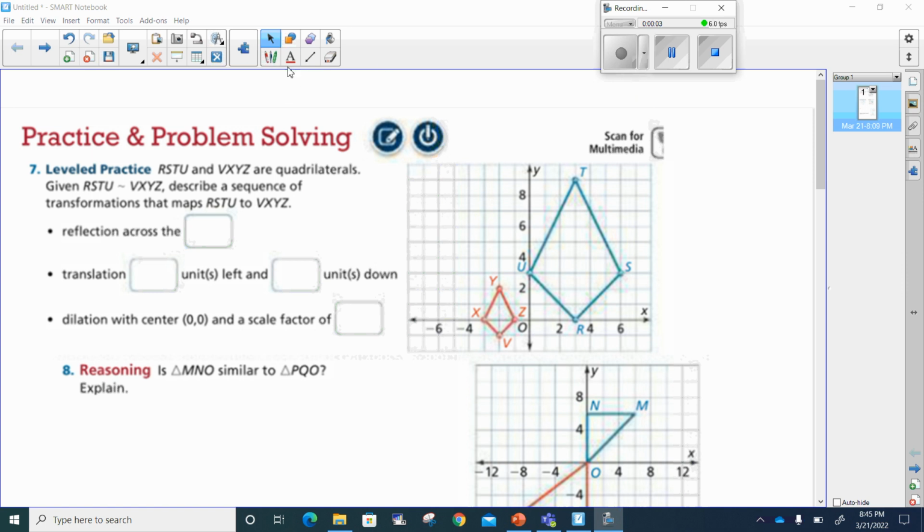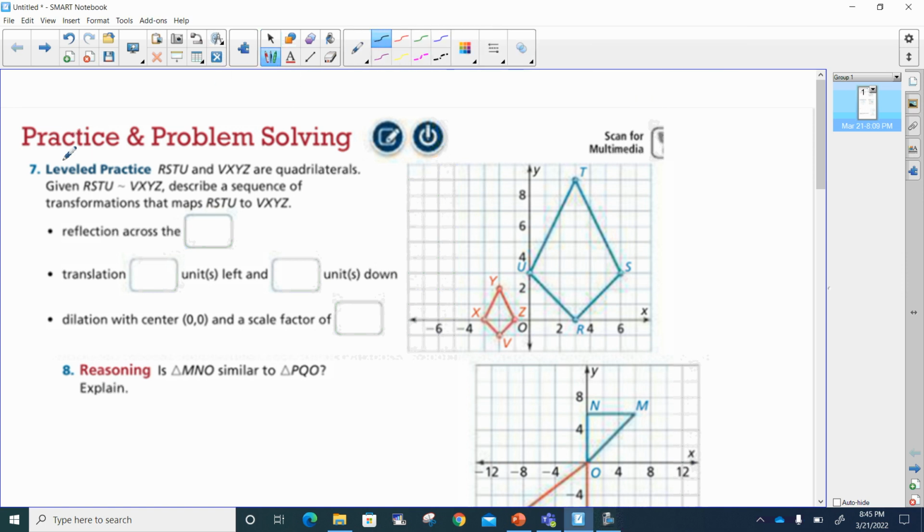All right, guys, let's go ahead and get on this homework. I'm doing number 7, which means I have all the odd ones. It says here RSTU and VXYZ are quadrilaterals. Given RSTU is similar to VXYZ, describe a sequence of transformations that maps RSTU to VXYZ.